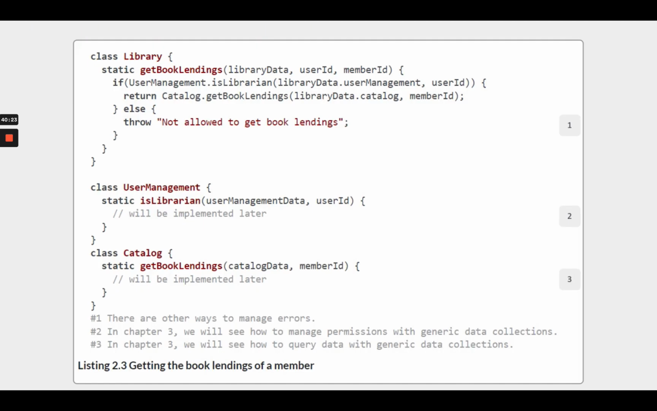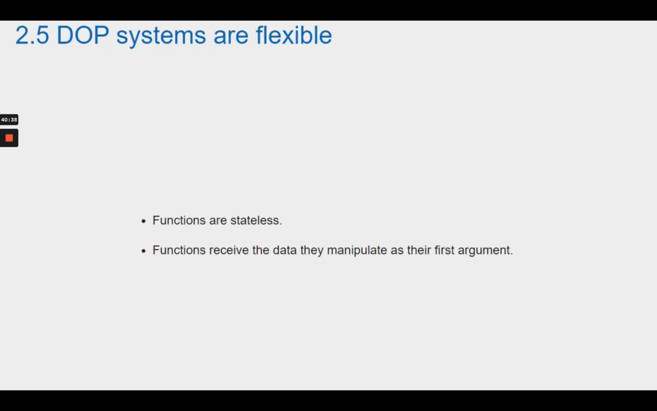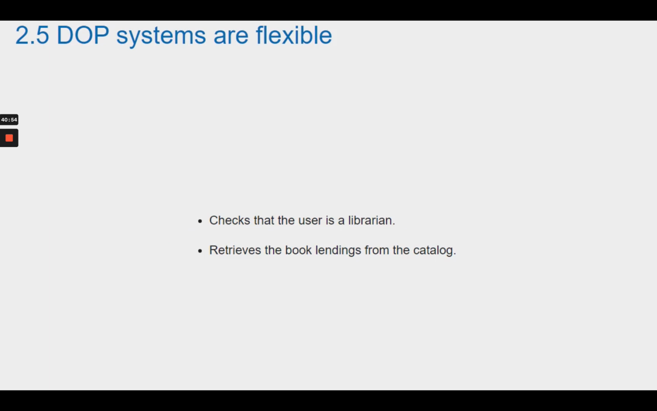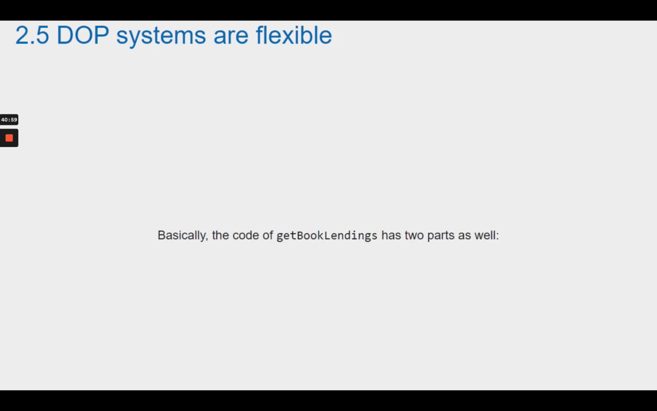Theo opens his IDE and starts to code the Get Book Lendings function of the library module. See listing 2.3. First, without addressing the requirements for super members. Theo remembers what Joe told him about module functions in DOP. Functions are stateless. Functions receive the data they manipulate as their first argument. In terms of functionality, Get Book Lendings has two parts. Checks that the user is a librarian, retrieves the book lendings from the catalog.